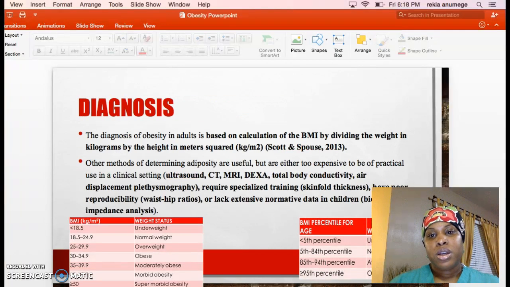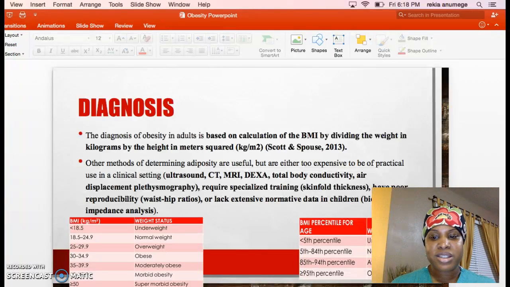Diagnosis. I don't know if you guys have heard of something called BMI. It's called Body Mass Index. And that's by dividing the weight in kilograms by the height in meters. This is how you measure adiposity, which is the fat, how much fat your body has, classification of that.